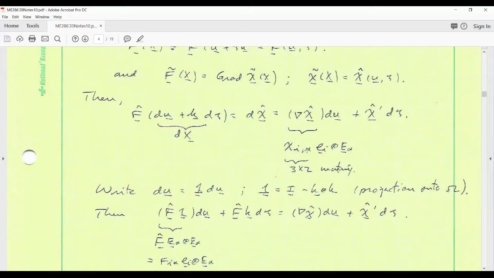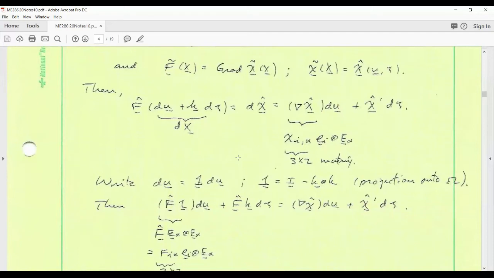In terms of Cartesian components, this would be chi I comma alpha, alpha running from 1 to 2, e_i tensor product e_alpha. So that involves this matrix, chi I comma alpha, I runs from 1 to 3, alpha from 1 to 2. That's a 3 by 2 matrix. So that's a 3 by 2 submatrix of the 3 by 3 deformation gradient. Okay.